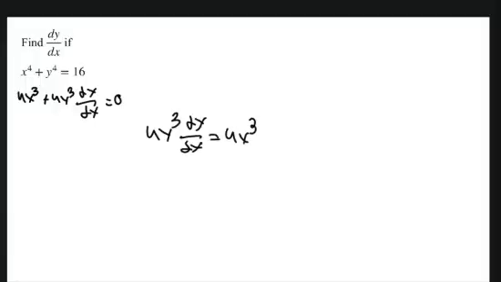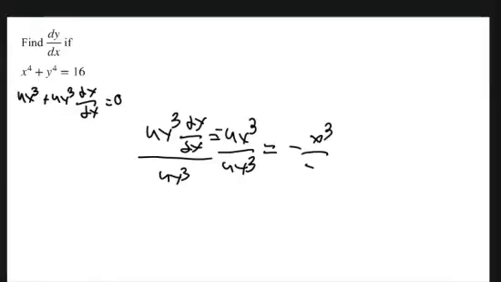So we're going to subtract 4x cubed from both sides. We're going to get that. And we're going to divide by 4y to the power of 3. And the final answer, you're just going to get negative x cubed over y cubed. Very similar structure to the earlier power examples, just with the fourth power this time.